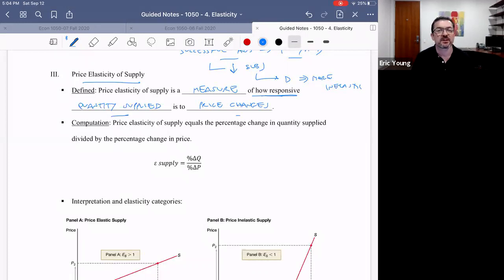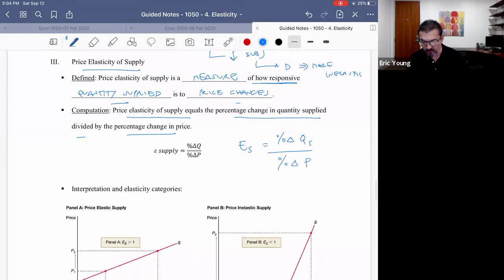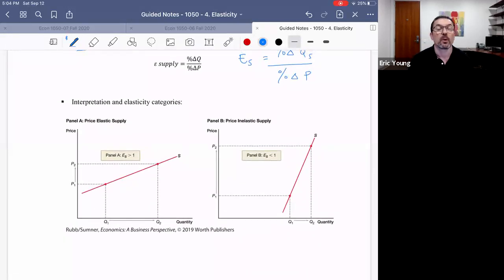Now, much like price elasticity of demand, we're going to have a coefficient. So we're going to have a pretty simple formula. To compute it, price elasticity of supply is going to be equal to the percentage change in quantity supplied divided by the percentage change in price. And you see the formula there. We could also say that the elasticity of supply is the percentage change in QS divided by the percentage change in price. And much like we had with price elasticity of demand, we're going to have some categories, some classifications, and a lot of the same rules that we had brought up before, especially about the slope, are also going to apply.